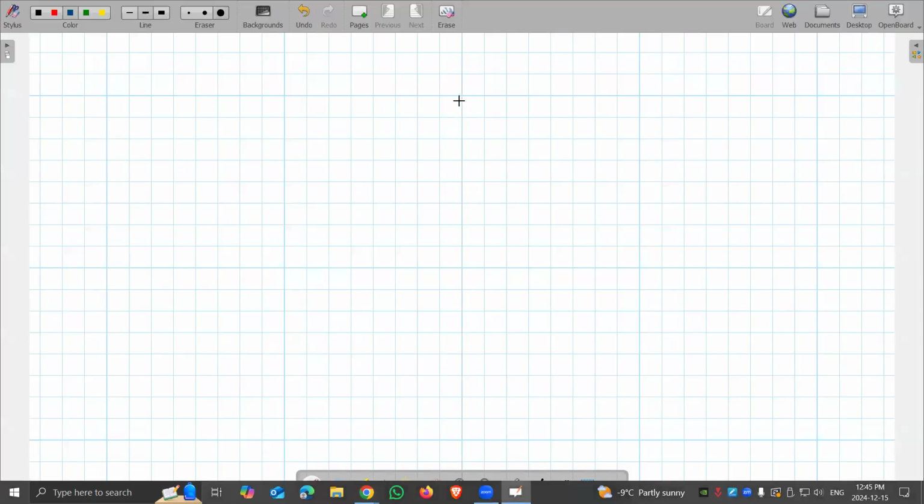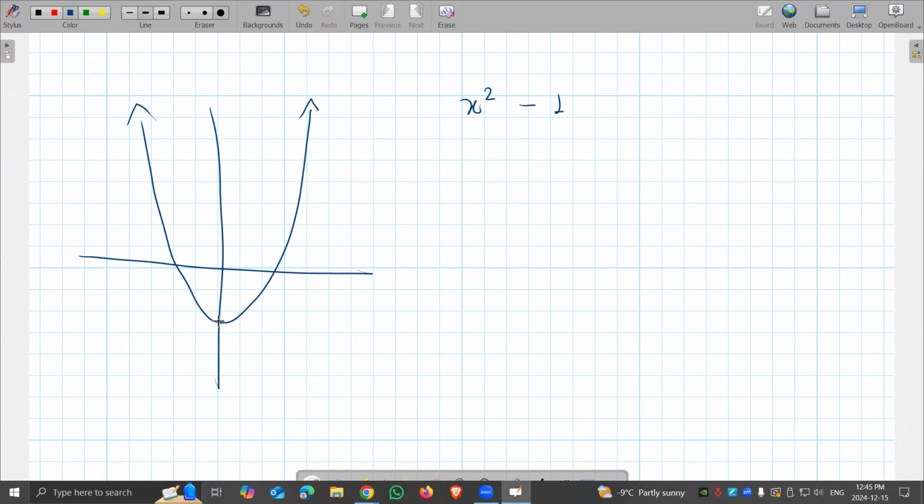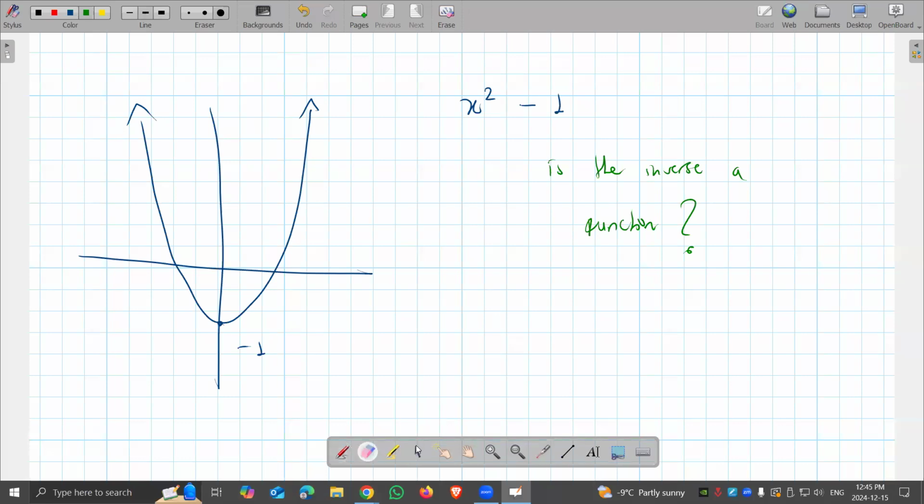What about this one? It's a very common question. X squared minus 1. The question is, is the inverse a function? I'm going to show you the long way of doing this, and I'm going to show you the short way of doing this. The short way is just a way to verify, okay? It's not a way to earn points on the exam or on an assignment, but it is very effective. Here, let me show you the shortcut way. The shortcut way is this.